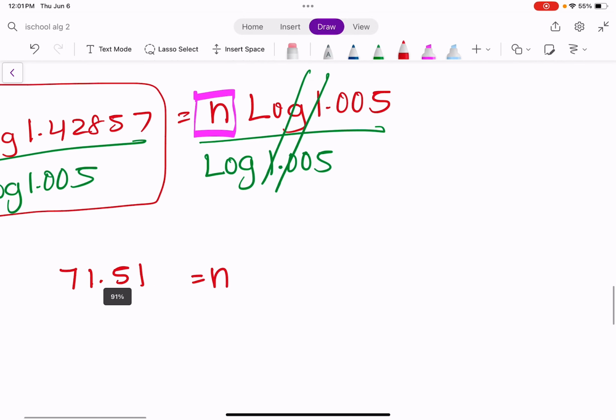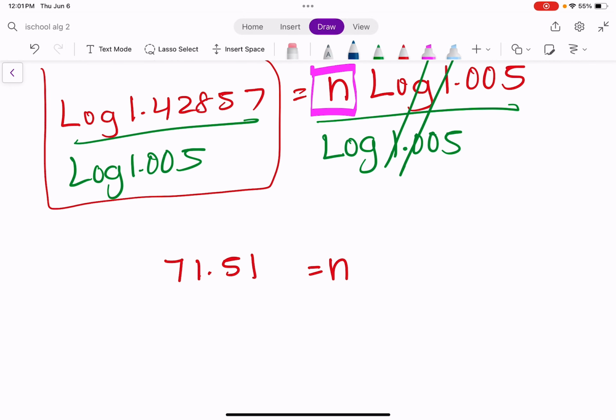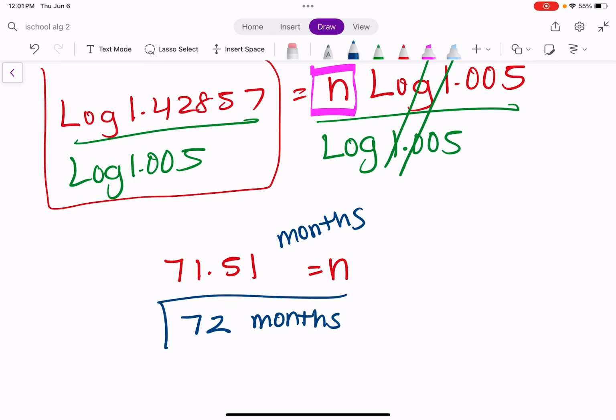So remember, n is your monthly payment, so this is in months already. Since we're trying to round to the nearest month, we're just going to say 72 months, right? So essentially, it's taking her 72 months to pay off her loan. If you wanted to change that to years, you could divide by 12, okay? This was the hardest one, but it's very doable.